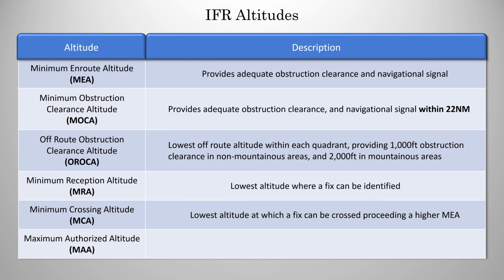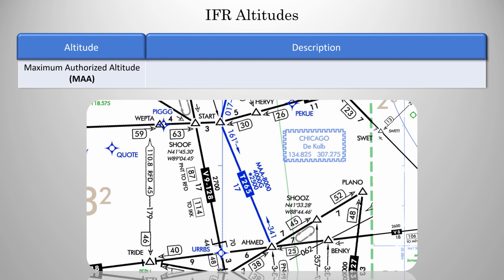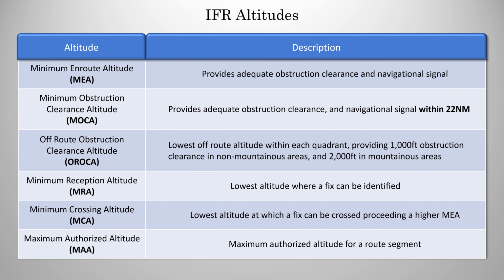Our last altitude is maximum authorized altitude, or MAA. MAAs are easy to spot because they say MAA followed by the required altitude. As the name implies, they are the maximum authorized altitude for that route segment. So that's all the altitudes we'll talk about today. There are others, but these are the main 6 that I like to focus on and want all my students to memorize, because some, if not all, will show up on your check ride.